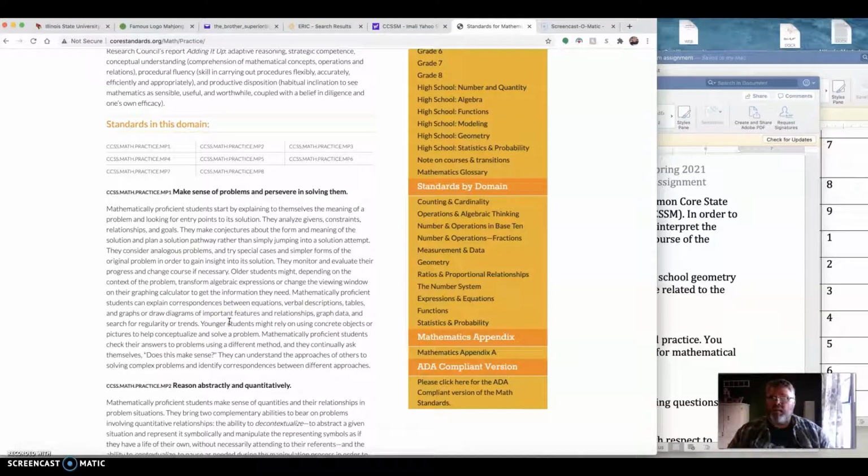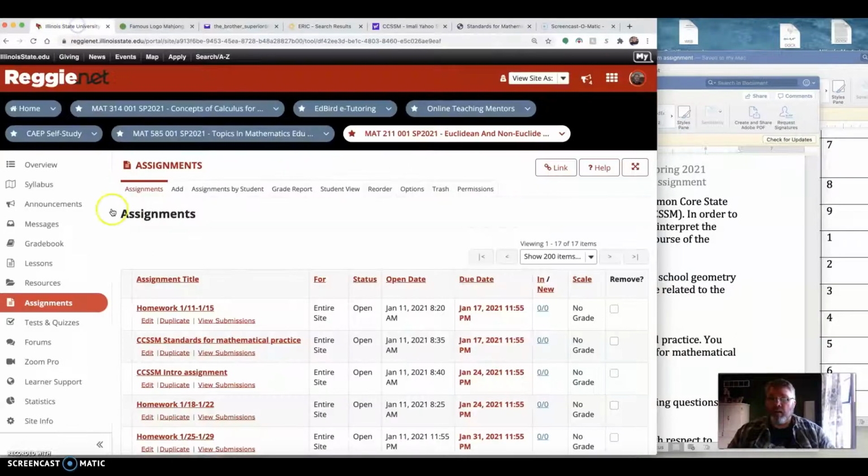Then once you're done with that, you're going to come back and you're going to submit it here to the CCSSM Standards for Mathematical Practice. That's where you're going to submit that assignment.